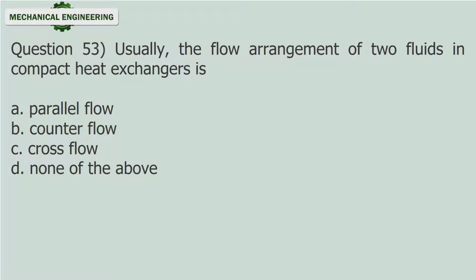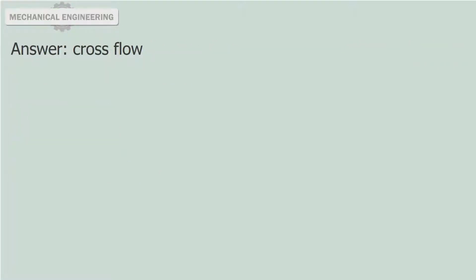Question 53. Usually, the flow arrangement of two fluids in compact heat exchangers is A. Parallel flow. B. Counterflow. C. Cross flow. D. None of the above. Answer: cross flow.